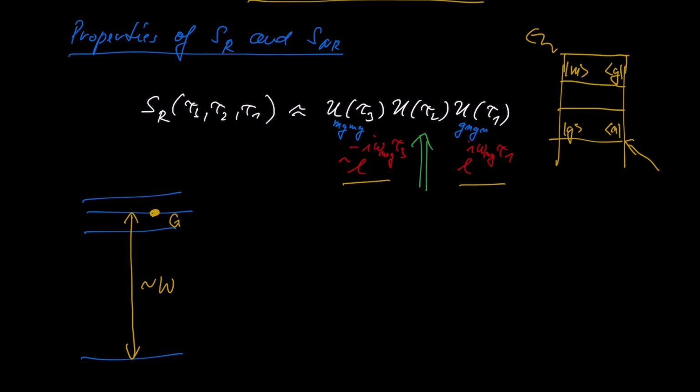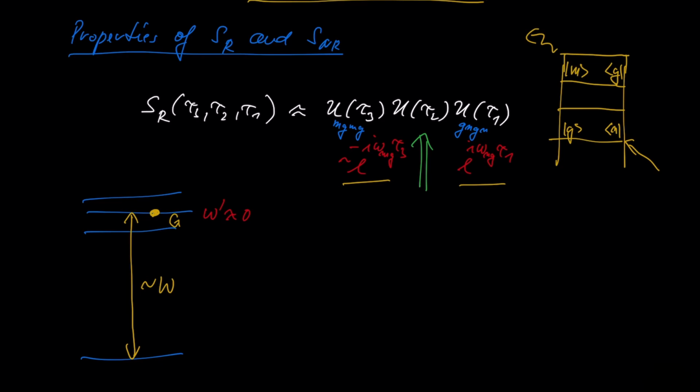So because U tau 3 and U tau 1 are fast oscillating functions, their Fourier transform is centered around some high frequencies, but the Fourier transform of the U tau 2, the middle interval, is centered around the frequency 0. So that's an important result. Here the corresponding frequency, let's call it omega dash, is actually around 0.